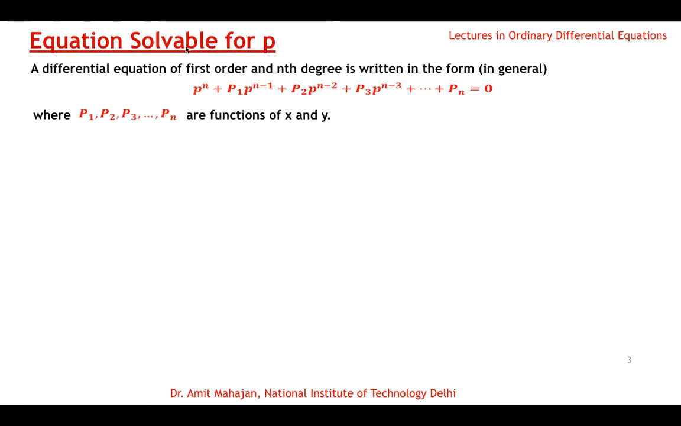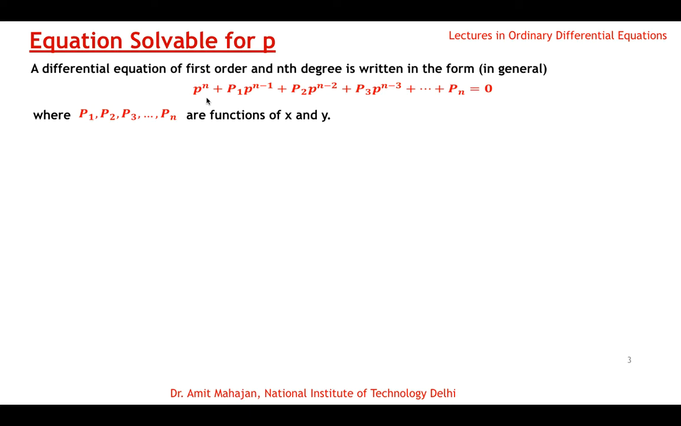So a differential equation of first order and nth degree, we can write it in this form, where this small p is dy by dx. So p power n plus capital P1 p power n minus 1 plus P2 p power n minus 2 and so on plus Pn equal to 0, where these capital P1, P2, and so on up to Pn are functions of x and y, or they may be constant. But because p is dy by dx, it is first order, and because the power of the small p is greater than 1, it is a non-linear differential equation.